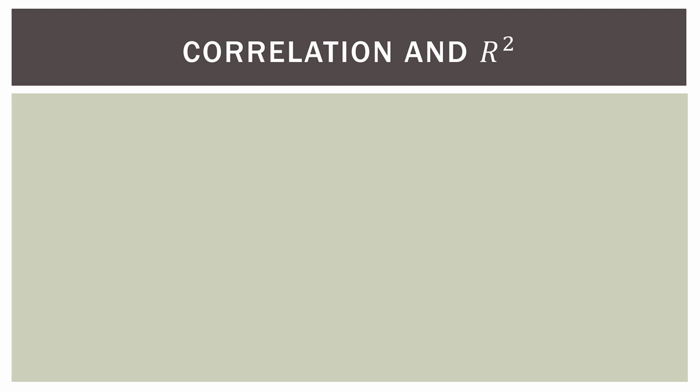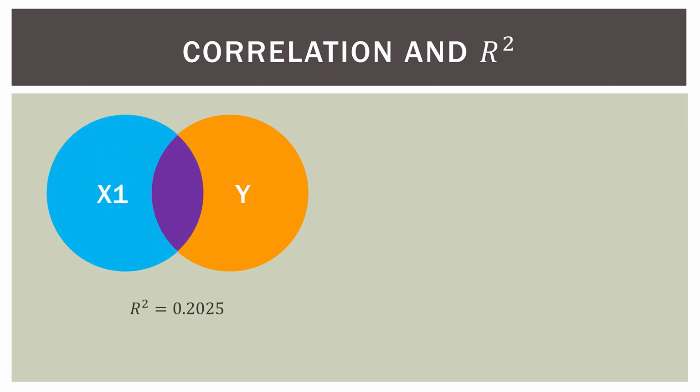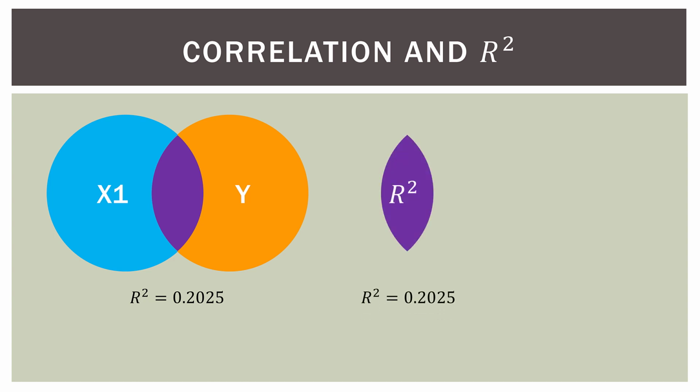So what about correlation and R squared? Let's start at the very basic level here. Let's say we have one dependent variable we'll call y here, and one independent variable we call just x1. And let's say hypothetically that the R square for that relationship when we do a linear regression is 0.2025. Now, what do we mean by that? Well, that R squared is the area of the overlap. The area of each circle is 1. Where they overlap, that's the R squared. In this case, I just picked a random number, 0.2025. That's how we can visualize the R squared.